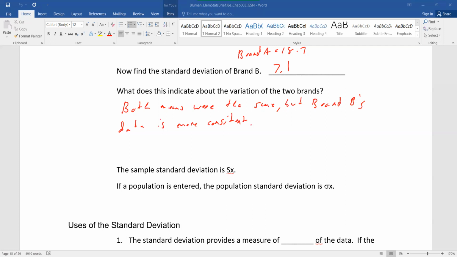It kind of tells us how our data is made up. So since our standard deviation is so small, that means most of our data is closer to the mean. Standard deviation being large means our data is further away from the mean.